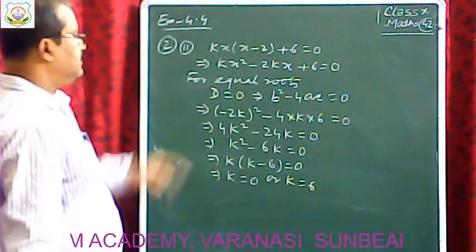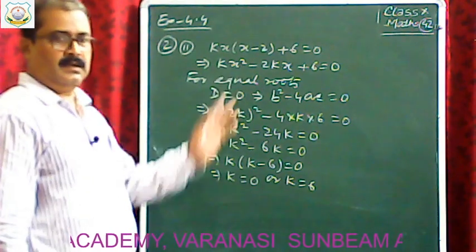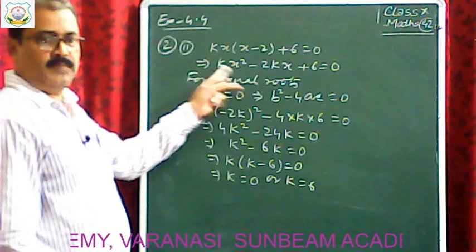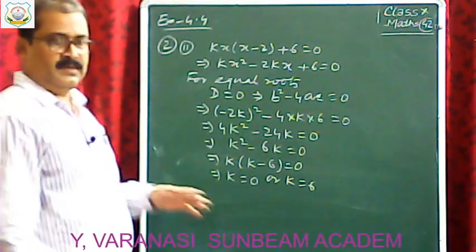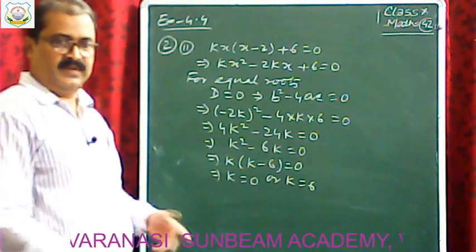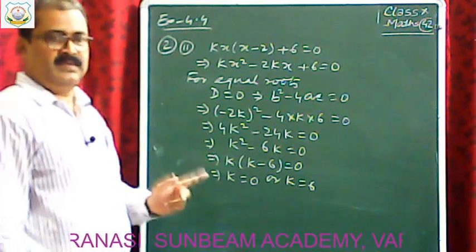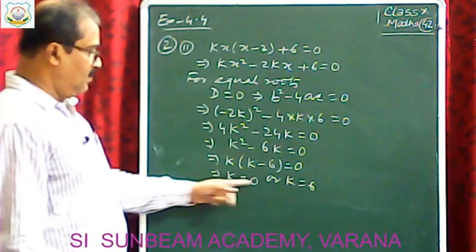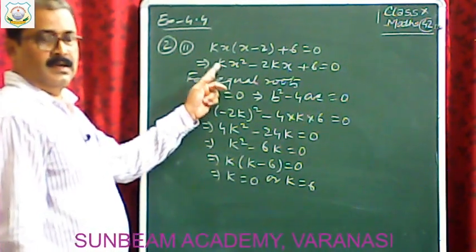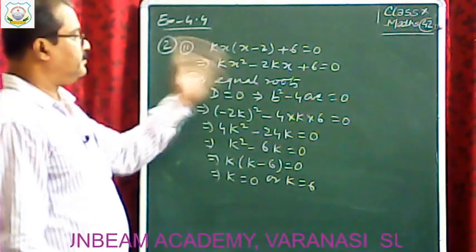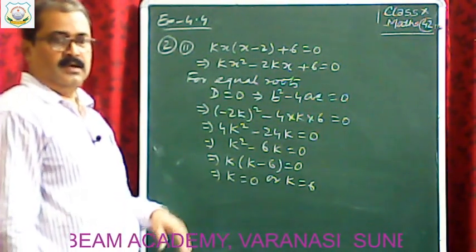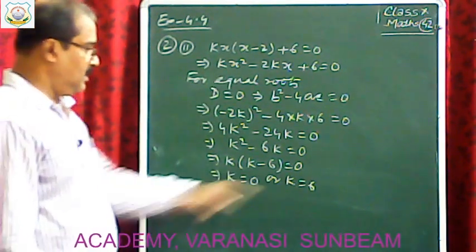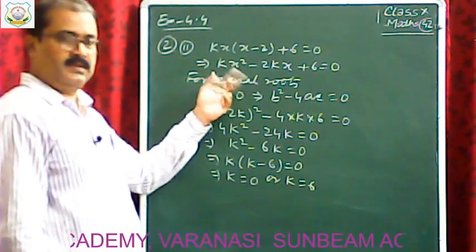Now let's see. Does k equal to 0 satisfy the given equation or not? If we put 0 in place of k, so 0 into x square, a cannot be 0. As per the standard form of quadratic equation, as per definition of the quadratic equation, ax square plus bx plus c equal to 0, where a is not equal to 0. If we consider k equal to 0 and put the value of k here, we get a equal to 0. Okay, so k equal to 0 does not satisfy the condition of the quadratic equation. K equal to 6, after putting k equal to 6, it is okay, no problem.